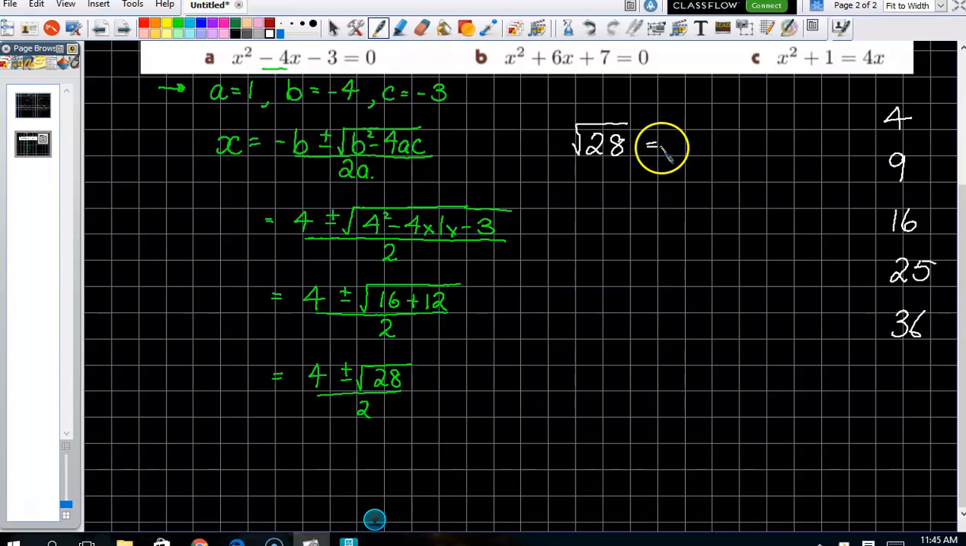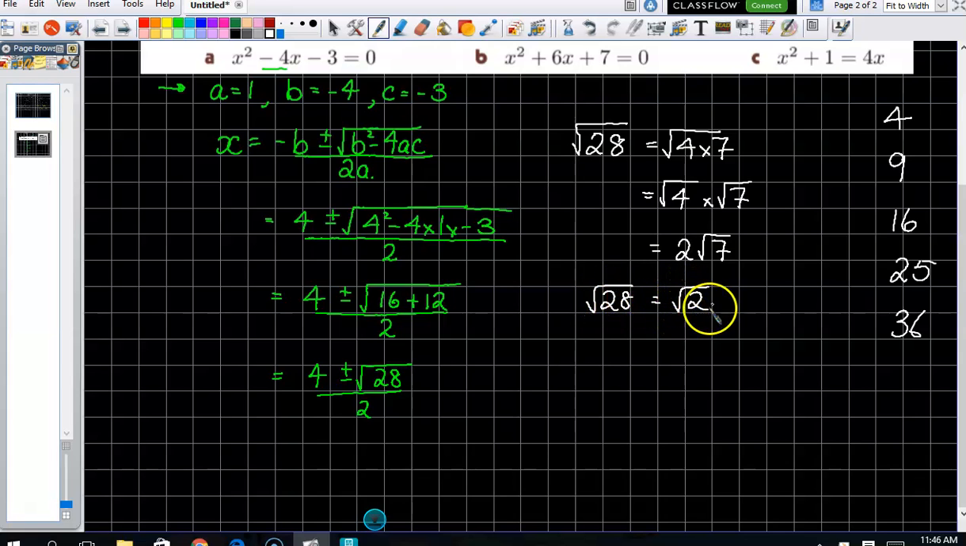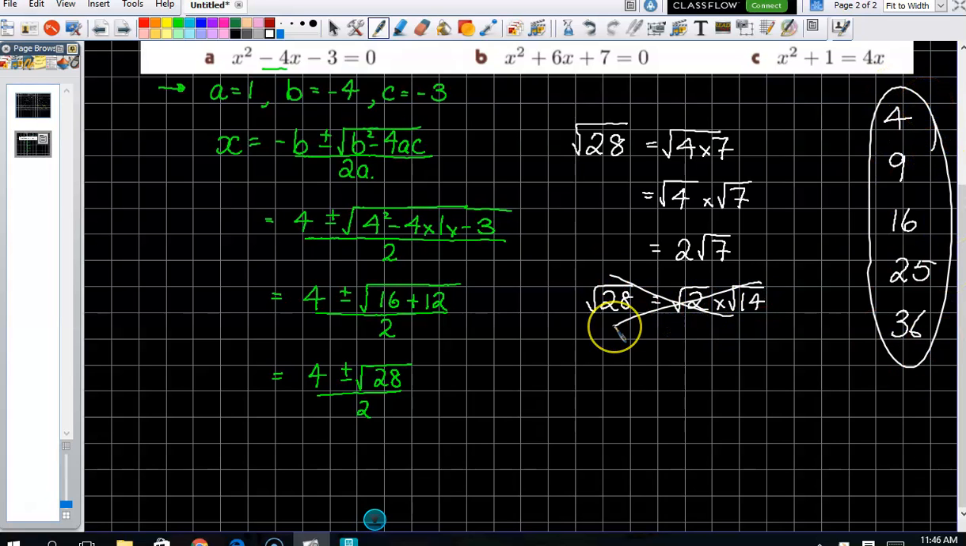So yes, for those who said this is the same as 4 times 7. 4 sevens are 28. And that means I can split that to be root 4 times root 7, which gives me 2 root 7. Yeah? And of course, I could have said, well, isn't 28 the same as root 2 times root 14? Well, yes, it is, but I don't know the square root of 2, and I don't know the square root of 14. That's why you have to make sure that it's a square number that you select.